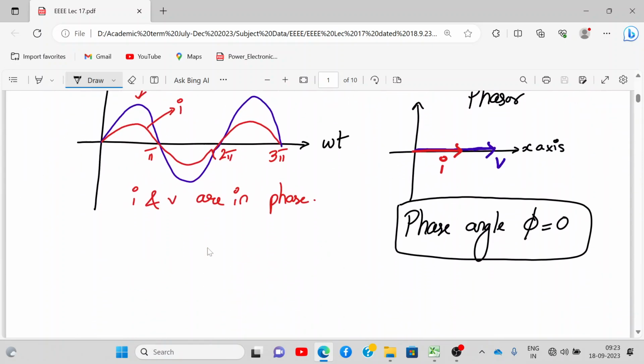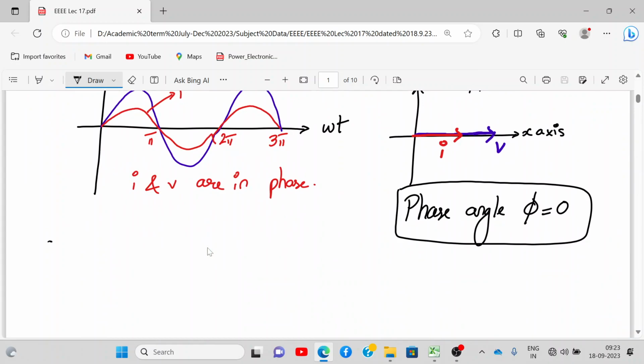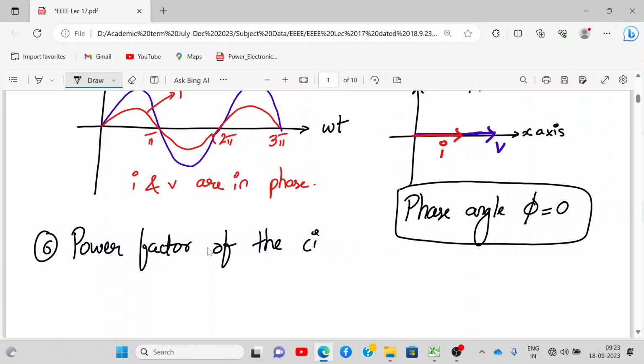This is point number 6, so write down point number 6. What will be the power factor of the circuit? Well, power factor I will explain. Power factor is given by cos phi and phi is 0. So what will be the power factor of the circuit? Power factor of the circuit is cos phi. And what is phi for this circuit? 0. So what is the power factor of the circuit? 1.